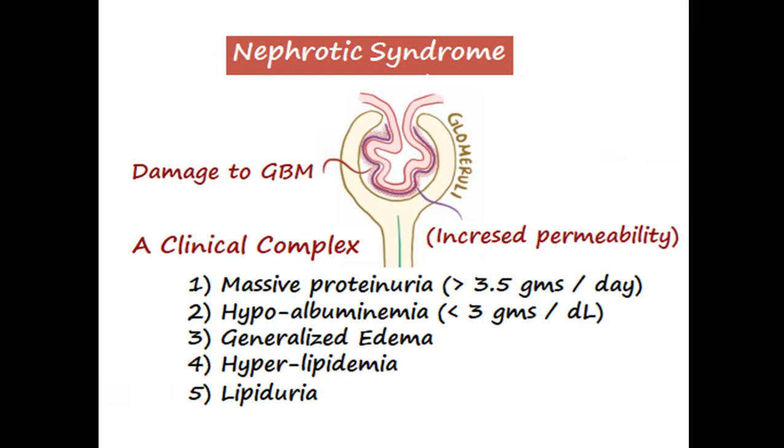Normally, the glomerular basement membrane and filtration barrier does not allow proteins to be filtered into the filtrate. But if there is some damage to this filtration barrier, proteins, particularly the albumin, start leaking into the filtrate, and this situation, which is caused by the increased permeability of the glomerular basement membrane due to some sort of damage, will lead to the clinical complex of the nephrotic syndrome.